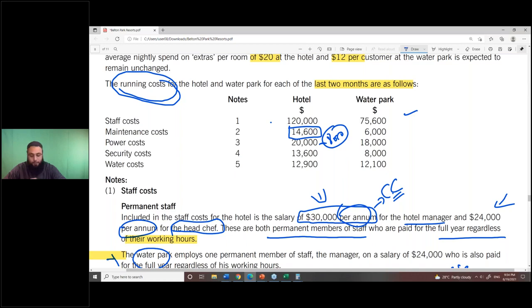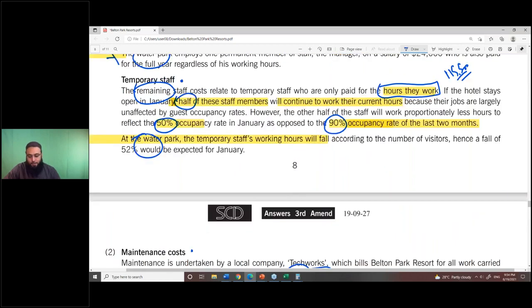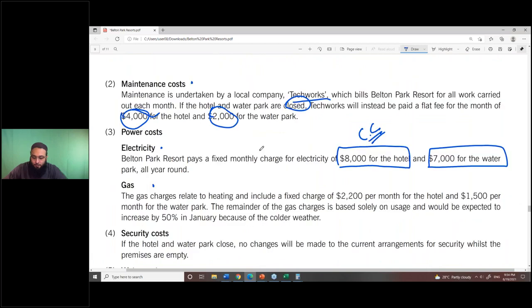Okay, done. Next, gas. The gas charge related to heating includes a fixed charge of 2,200 per month. So in this power cost of, what's the amount? 20,000, right? In this 20,000, 8,000 is the electricity and 2,200 is basically the fixed gas charge. So that also you have to bear at any cost. You don't have any option here to skip this one. So you remove these two, 10,200 cost. So you are left with the remainder.